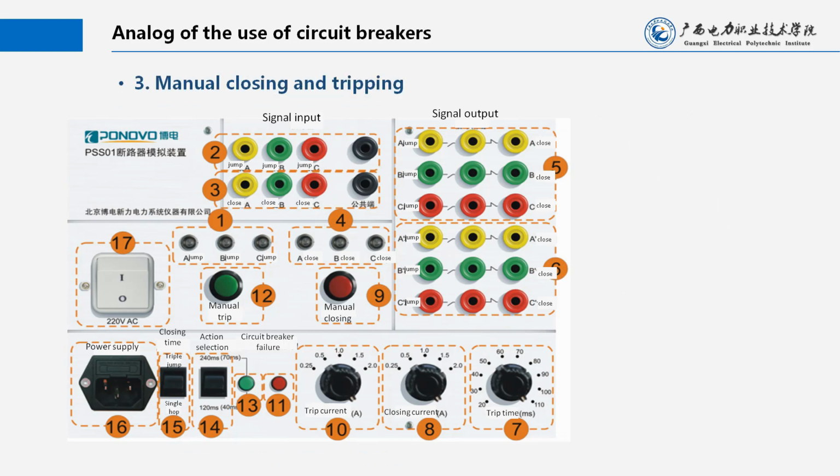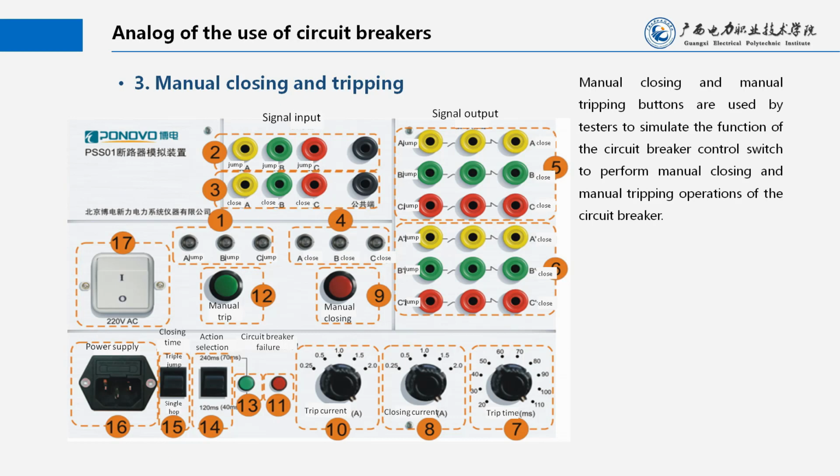3. Manual closing and tripping. Manual closing and manual tripping buttons are used by testers to simulate the function of the circuit breaker control switch to perform manual closing and manual tripping operations of the circuit breaker.